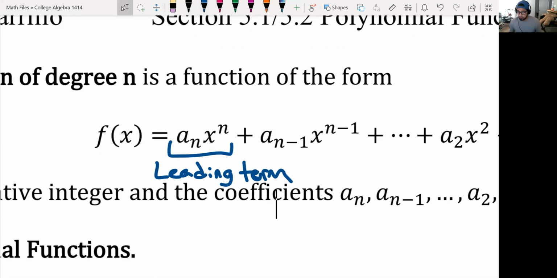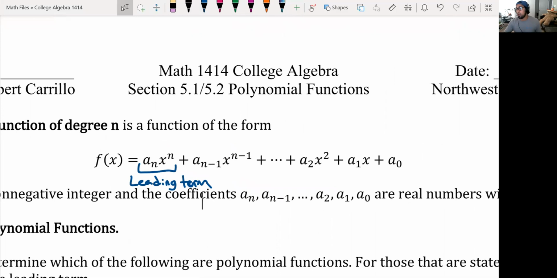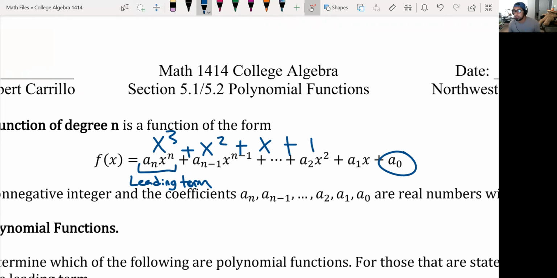And then everything else is the values of x or powers of x in descending order. So let's say the leading term was x cubed. Then the next term would be x squared, and then you'd have plus x plus 1. So you go from highest power to lowest power in descending order, and you end with the constant. Remember, a constant is just a number without a variable. So that is just a polynomial function.